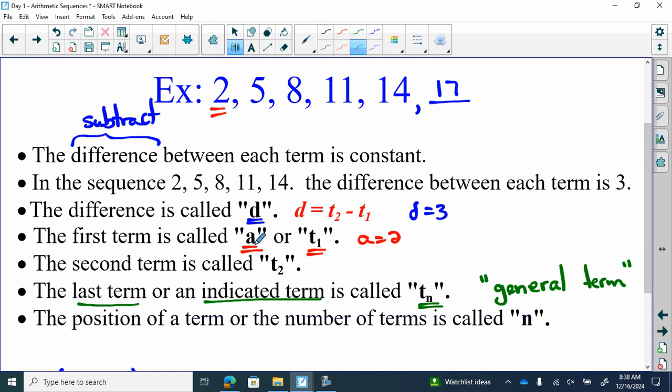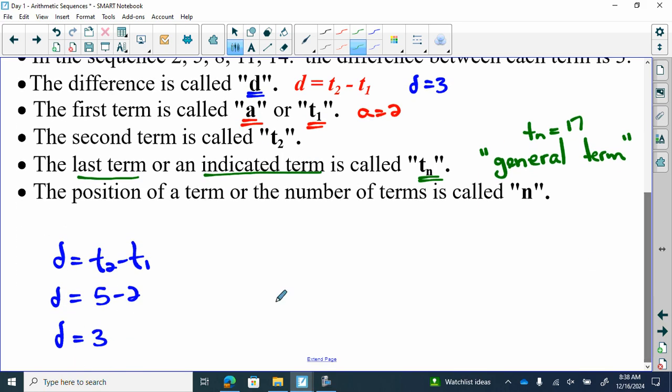First term is called A, sometimes called T1. In this case, A would be 2. Second term is called T2. Third term is called T3. 10th term would be T10, and so on. The last term, or the indicated term, so if there's a period after this, the last term could be 17. The position of a term, or the number of terms, is called n. If I scroll down, you'll see how I found the common difference. Took term 2, 5, subtracted term 1, 2, got 3.